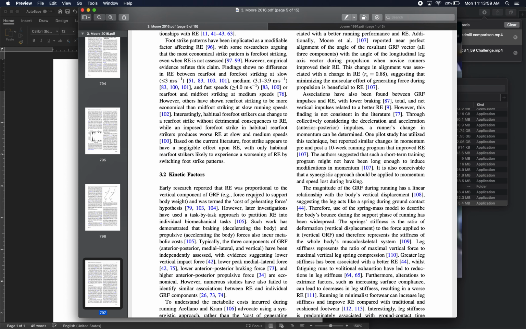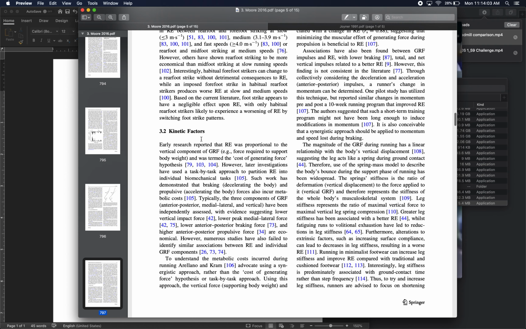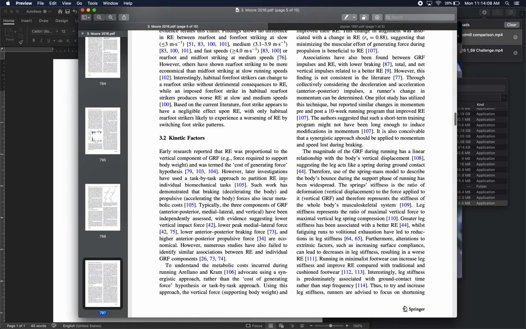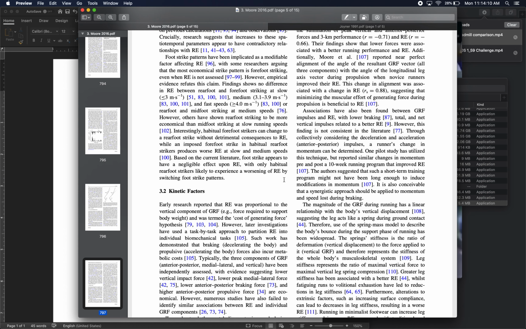Okay, that was the last main result that I was going to cover in the paper here. In the kinetic factors, there's a variety of variables that they go over. This is one of the areas where there's not a great deal of consistency in terms of what's been found for relationships between kinetic factors or force-related factors and changes in running economy.